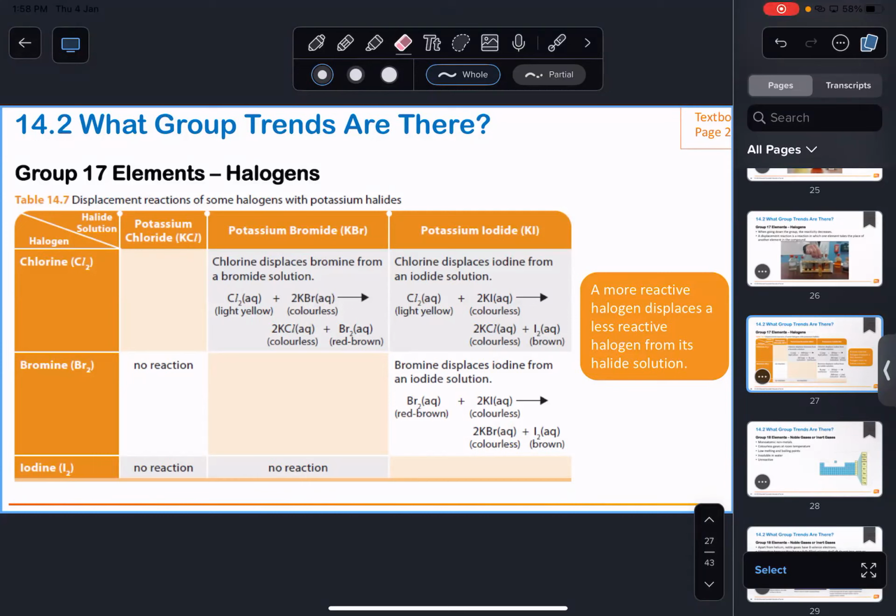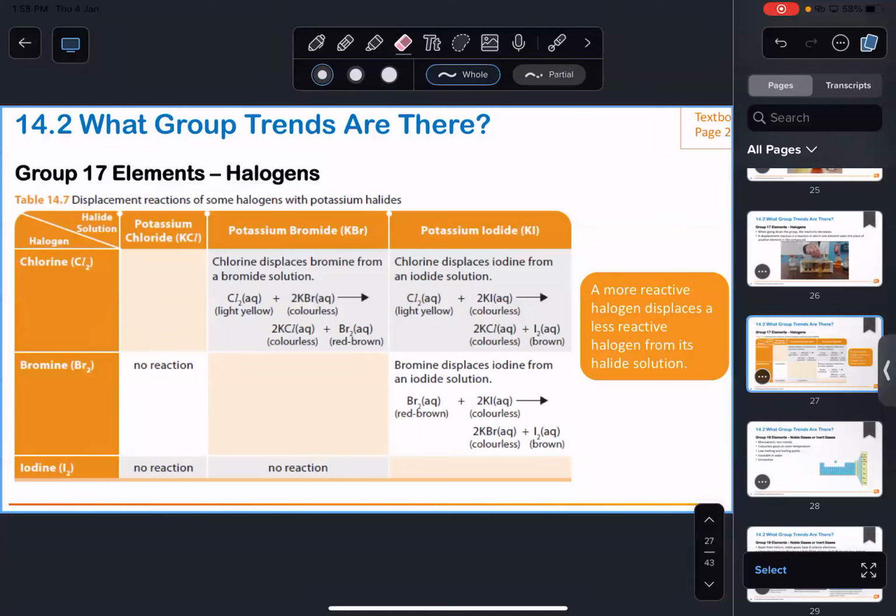Cannot happen. Likewise for bromine with bromine, we don't say that because there's no point. That's why this diagonal is colored in red. It doesn't happen. Then this one, why no reaction? Because iodine is the least reactive here. Iodine is unable to displace chlorine or bromine from their salt. Okay, clear on all this?